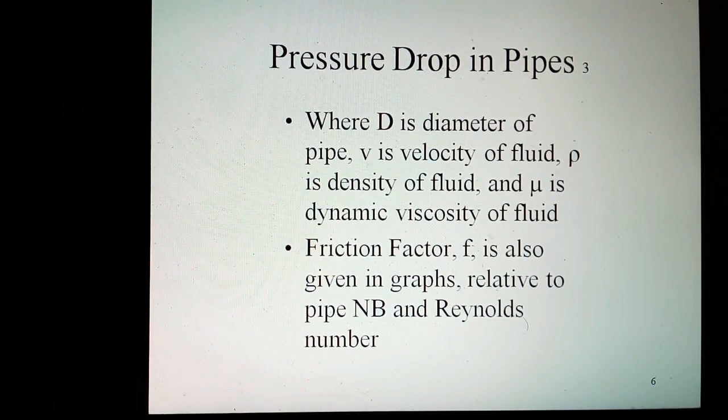In the formula for Reynolds number, D is the diameter of the pipe, v is the velocity of the fluid, ρ is the density of the fluid, and μ is the dynamic viscosity of the fluid. The relative roughness of the piping is usually known. By cross-referencing the Reynolds number with the relative roughness, the friction factor, f, is calculated.